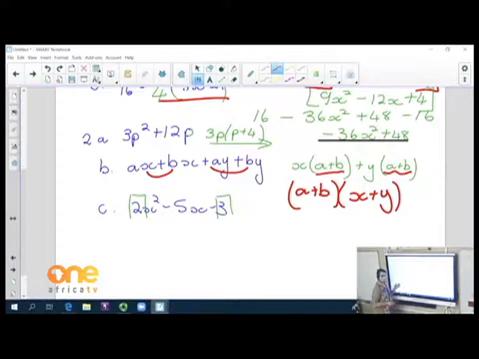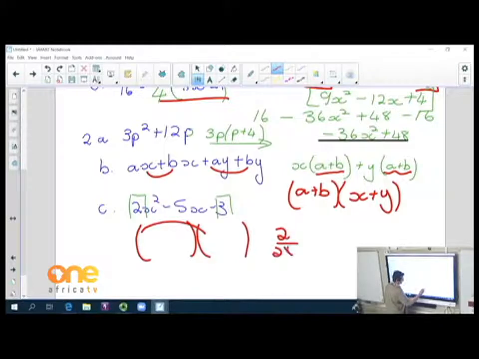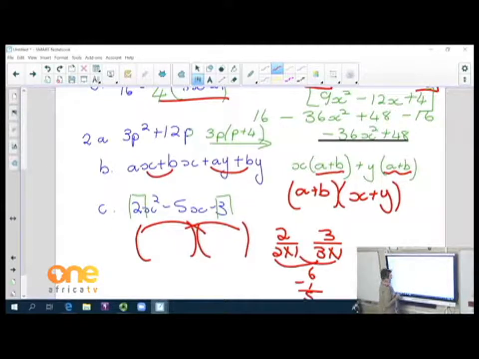Number C is a tough cookie. This is a trinomial. It means brackets, brackets. So the first term must give you the 2. So we write down the factors of 2. The last one should give you a 3, which is then 3 by 1. Now if you subtract it, it must give you a 5. That's why we're going to say 6 and 1, and there's the answer of 5.